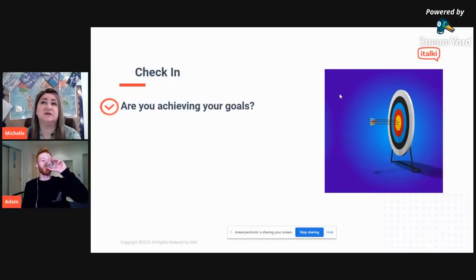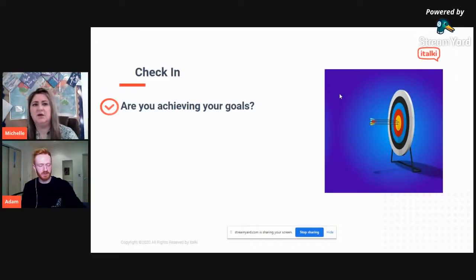Goals change sometimes, maybe that when they start with you, that's not what they needed. You know, now their boss is like, hey, you're now going to be giving a presentation every week. Right? So their goals may change due to influences from other things other than you. So always check in and ask.